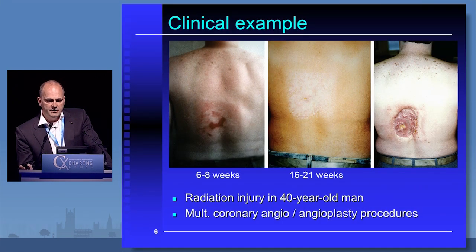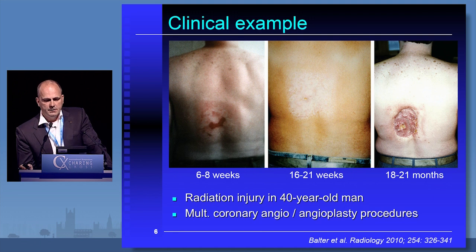Another example from the interventional cardiologist, we see this radiation injury in a 40-year-old man. At first, at 6 to 8 weeks, it's a little bit noticeable. Most people think that it's actually resolved by the time you get to about 3 to 4 months. But if you go to the long-term period, you see that this patient needs a lot of plastic surgery and operative procedures to actually correct this skin defect.